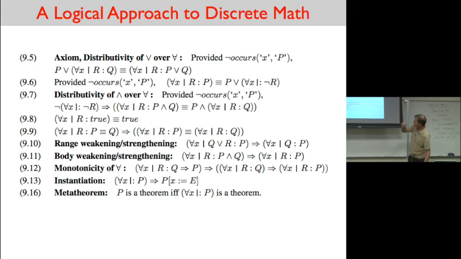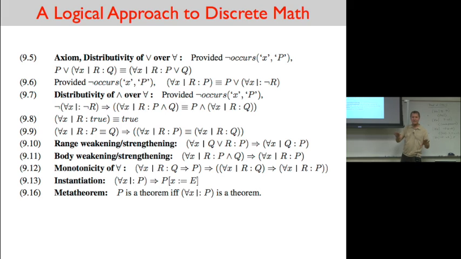9.5 is an axiom. Okay, so we're not going to prove 9.5 because it's an axiom. What it says is that OR distributes over for all, right? There's a proviso. Because x cannot occur in P, because if x did occur in P, take a look at the left-hand side of 9.5. If x did occur in P, would it be bound or free? Free. It would be free. On the other hand, if x occurred in P on the right-hand side, would it be bound or free? Bound. It would be bound.